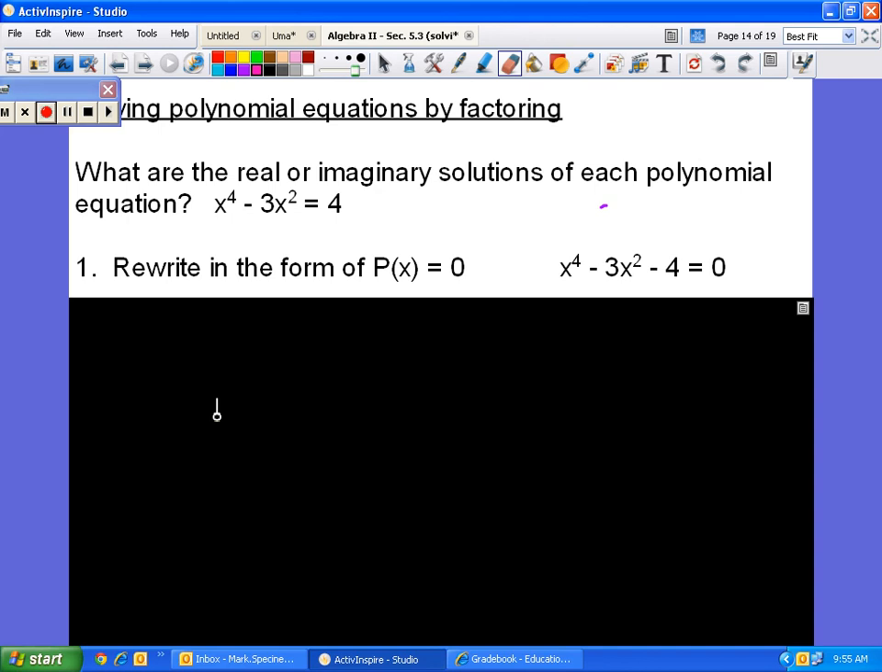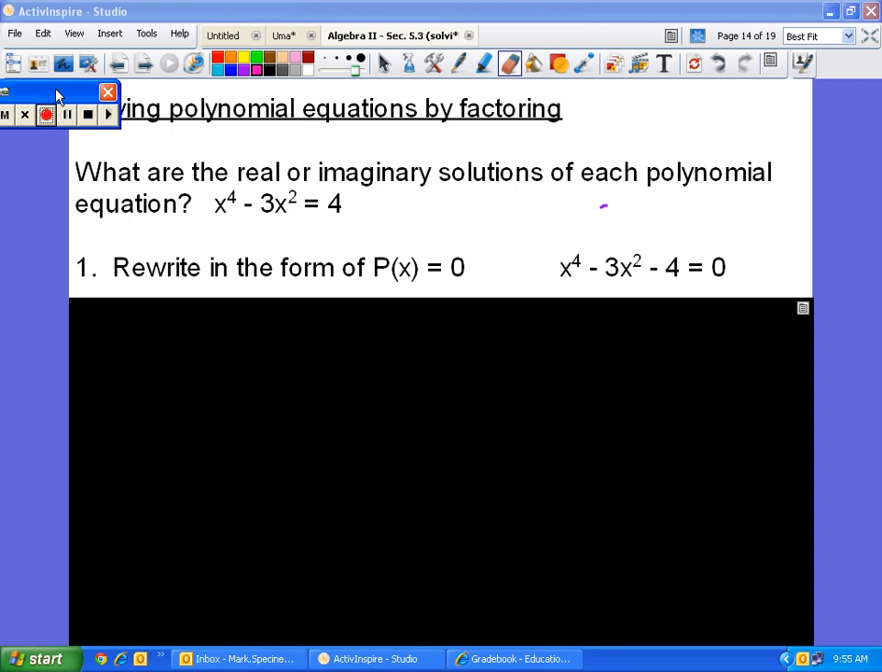I'm now going to show you yet another way to solve a polynomial equation. This way is tricky. The quadratic formula is time consuming, but it's not tricky. This is tricky. Basically what you're going to be doing here is fooling the problem.